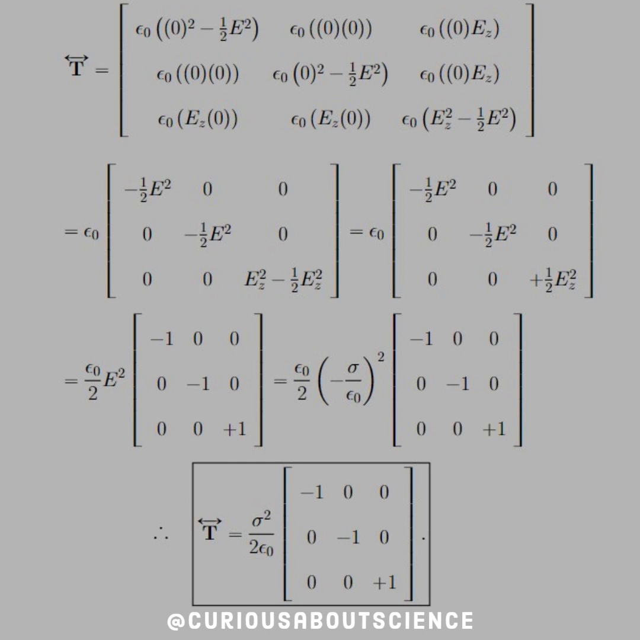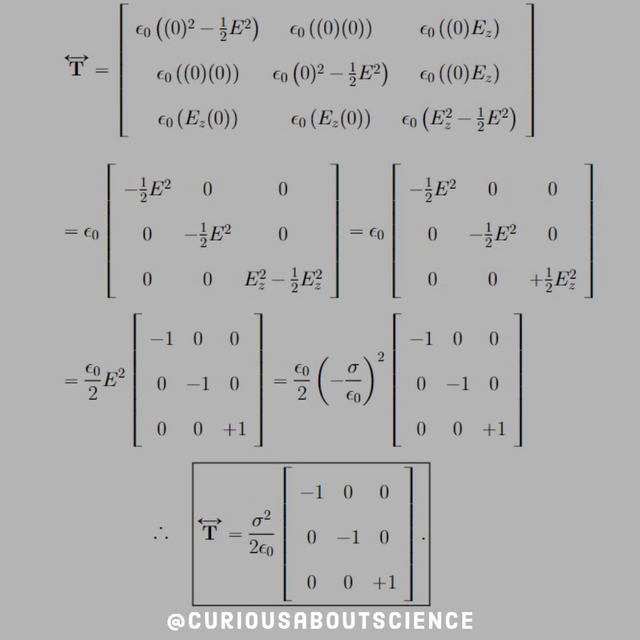Okay, so if we simplify this and factor out an epsilon, the main diagonal is composed of negative 1/2 E squared, negative 1/2 E squared, and E_z squared minus 1/2 E_z squared, since again the E field is only in the z direction. So we just substitute it in to solve for the plus on the zz component. Everything else would be the same thing. So we just factor out an E squared and a 1/2, and we're left with negative 1, negative 1, positive 1 on the main diagonal.